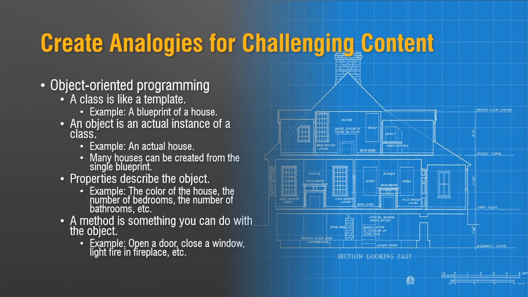And then of course you have a method, and the method can be something that you can do with the object. For example, open a door, close a window, light a fire in the fireplace. And you could even go from there and expand the analogy. For example, if you were writing code to create a house, it could be a method called add bedrooms, and then you could type in how many bedrooms you wanted to add to the house, or how many bathrooms, and so forth. But an analogy is really a great way to help your students see how they can apply the real world to programming concepts.